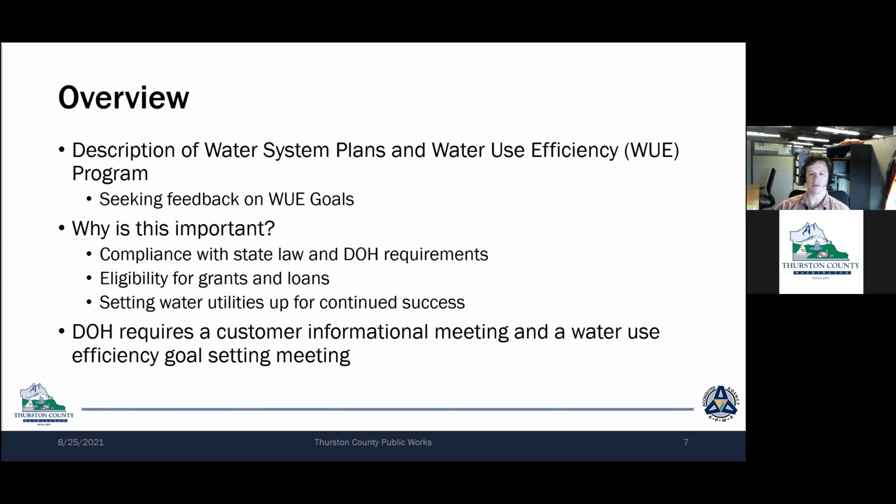The plans will also make us eligible for water utility grants and loans and will set the water utilities up for continued success. A customer informational meeting and a water use efficiency goal setting meeting are also required by the Department of Health as a part of the water system planning process. Today's meeting satisfies both of these requirements and gives us the opportunity to engage with our customers and members of the public.